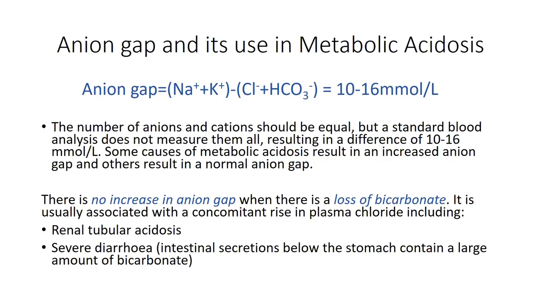So what is the anion gap and what is its use in metabolic acidosis? The anion gap is the sum of sodium and potassium taking away chloride and bicarbonate, and that leaves you with 10 to 16 millimoles per litre. In reality, your cations should neutralize with your anions, but we don't measure all the different ions, so that's why there's an excess in this calculation.